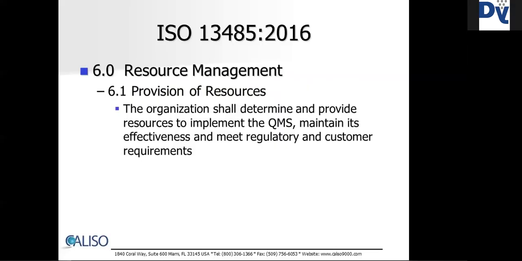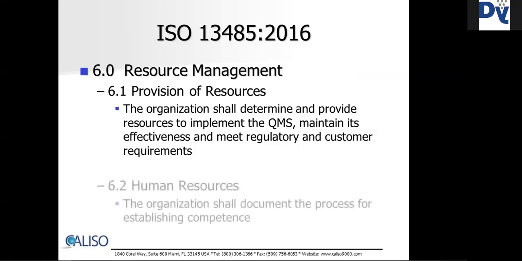6.1, provision of resources. The organization shall determine and provide resources to implement the quality management system, maintain its effectiveness, and meet regulatory and customer requirements.